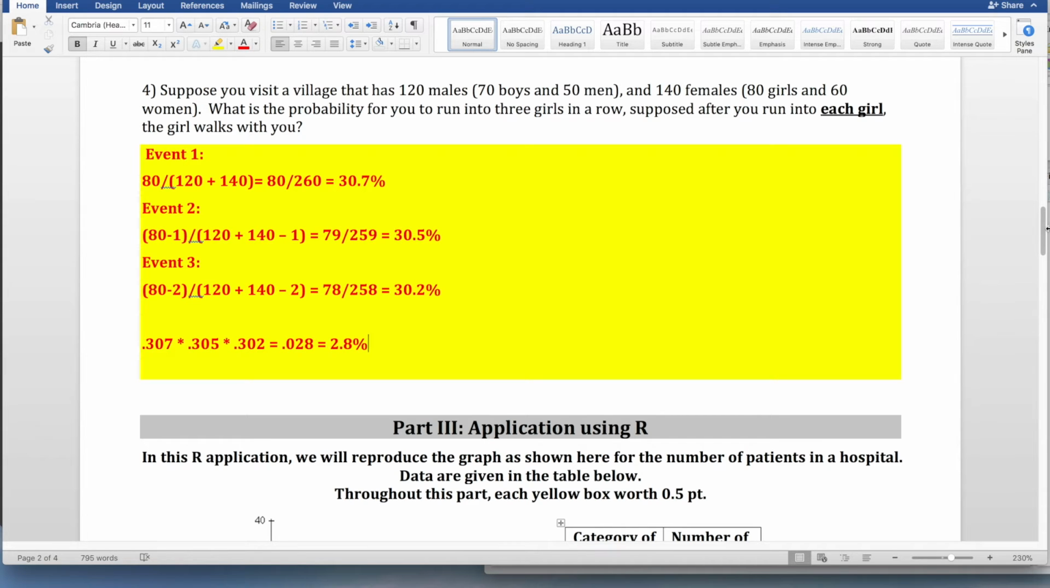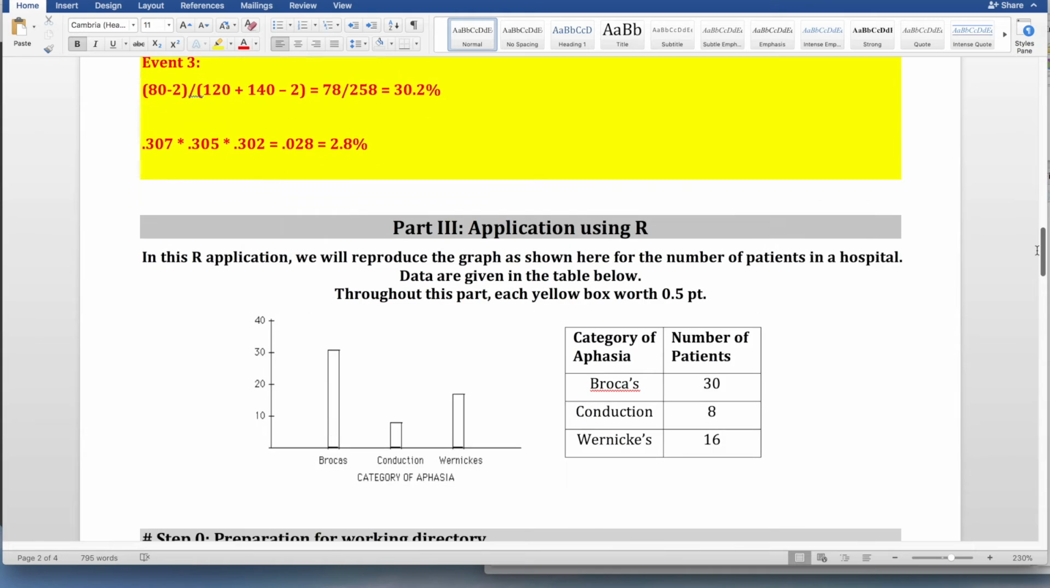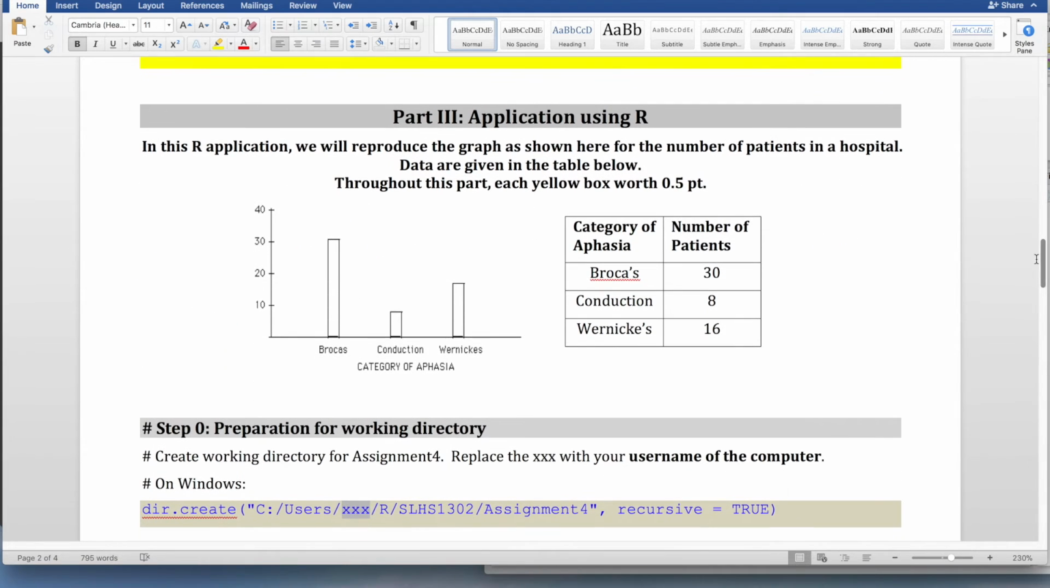Okay, so now for part 3, we're going to use R to recreate this graph shown right here. So what this graph shows is a group of patients in a hospital. These patients are split into different categories of aphasia. So 30 patients have Broca's aphasia, 8 have conduction aphasia, and 16 have Wernicke's aphasia. So what we are going to do is recreate this graph by using these values right here.